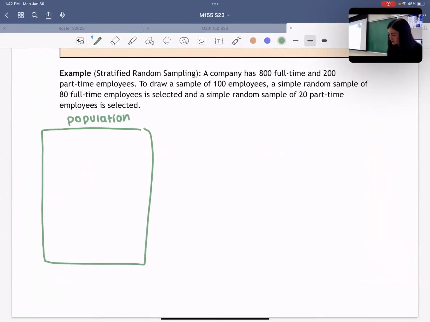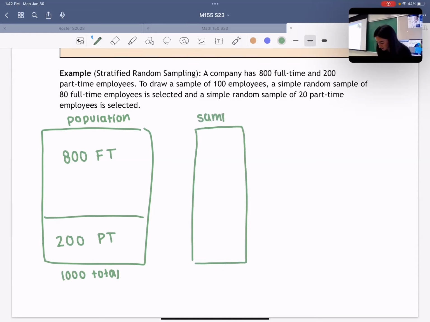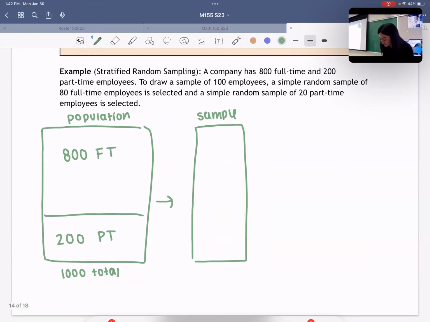Within my population, I have 800 full-timers, so FT for full-time. And on the bottom, I have 200 part-time. How many total employees are there? 1,000, right? Because I added 800 plus 200. So there are 1,000 total. Okay. So from my population, I want to construct a sample. And instead of 1,000 people in my population, my sample is only going to have 100 people.